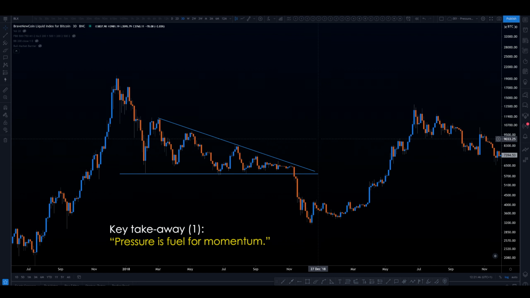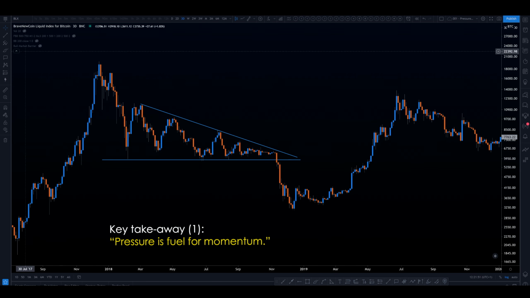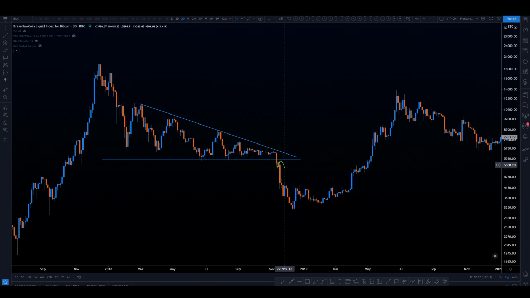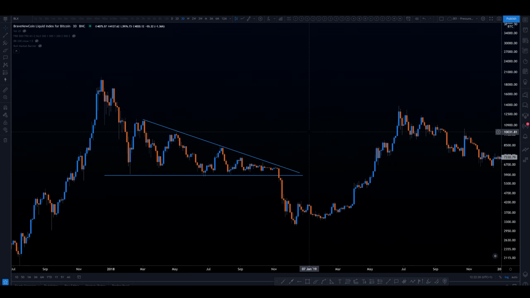So the first key takeaway is pressure is the fuel for momentum, because momentum can be generated once we have liquidated all this stuff and we confirm resistance, and we have this kind of pent-up pressure built over the times, over 1 year of price action, we can expect panic to enter the market and drive price massively lower. So momentum is being generated as a result of pressure.